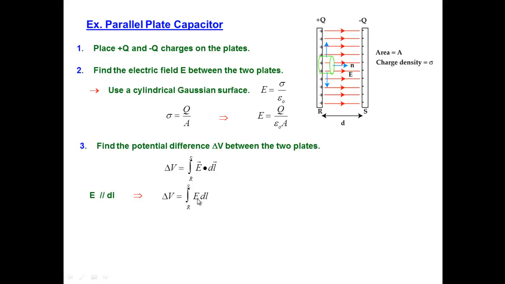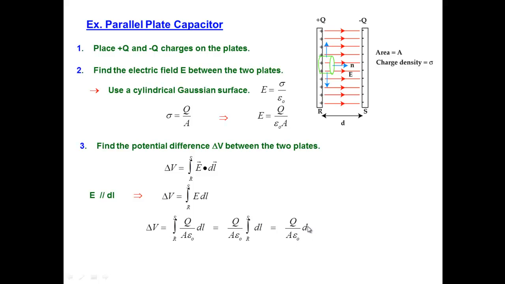And then E, we've already shown that E is uniform. It doesn't depend on the horizontal position in between the plates, so it comes outside. We can substitute in for E as Q over epsilon naught A, bring it outside the integral, and then all that's left is the integral of dl from one plate to the other, and that simply is the sum of all the little distances going from R to S. As we add those all up, we get a value d, which is the plate separation. So delta V is Q over A epsilon naught times d.